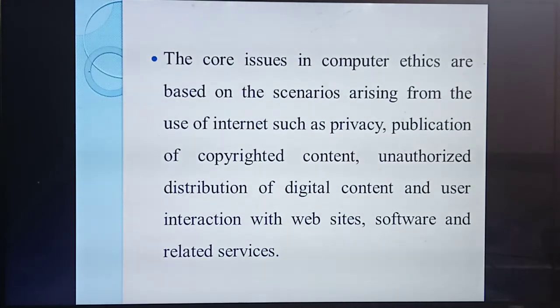What are the things you have studied? What do you mean by network? What are the technologies you are using? What do you mean by cybercrime? Types of cybercrime? What do you mean by ethics? And what are the rules and regulations you need to follow while you are using the network? These are the things you should remember and follow while you are using the network.